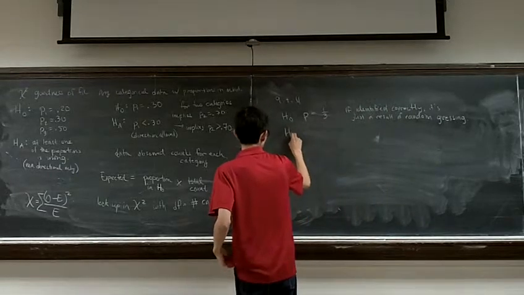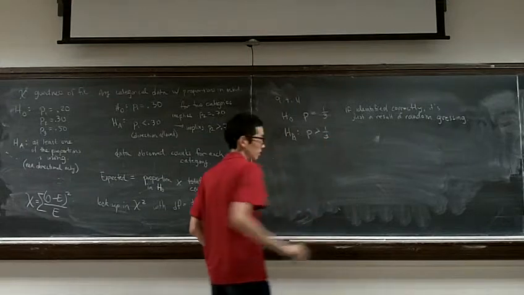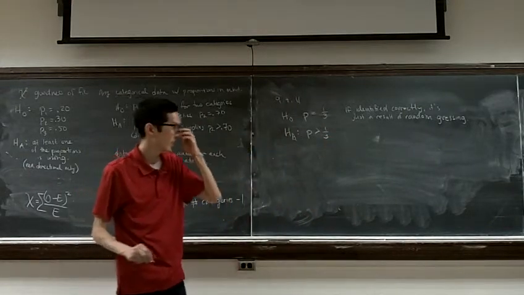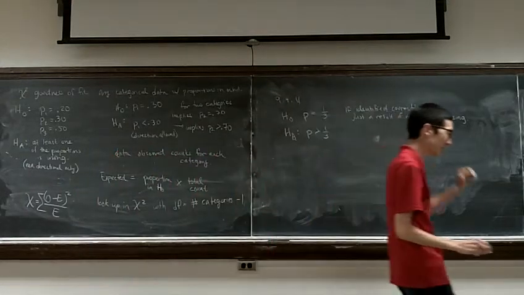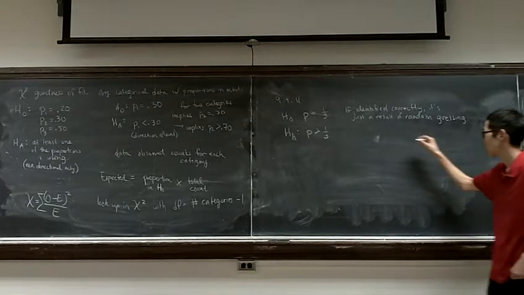The alternative is that P is greater than 1/3, okay, meaning there's something that gives them an edge over random guessing, okay?